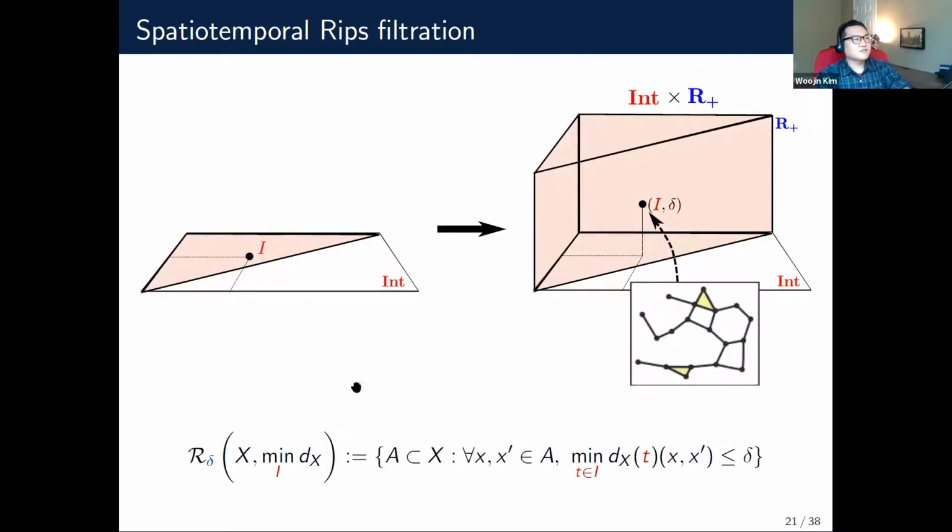That delta-Rips complex is going to be defined as follows. There is a delta-Rips complex over the underlying set X, where the distance function is the minimum distance over the time interval I. That means that there is a collection of all subsets A of X, where for every pair of points, there is a moment in the time interval I such that the distance between those two points is less than or equal to delta. So for instance, if we look at this picture, there is an edge between these two points because there was a moment in the time interval I such that the distance between these two entities was less than or equal to delta. And there is a triangle because pairwise there was a moment in the time interval I such that the distance between each pair was less than or equal to delta.